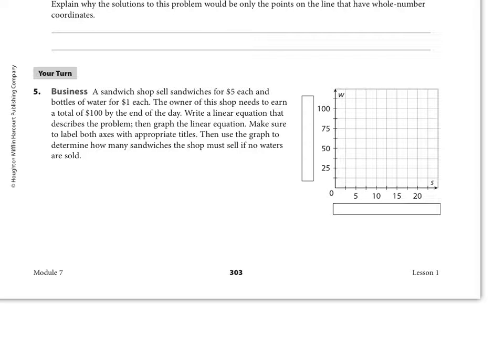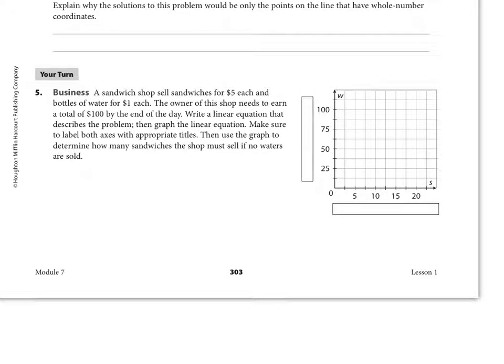This here shows a sandwich shop that sells sandwiches for $5 each and bottles of water for $1 each. The owner of this shop needs to earn a total of $100 by the end of the day. We're going to write a linear equation that describes the problem and then graph it. Make sure to label both axes, then use the graph to determine how many sandwiches the shop must sell if no waters are sold. So the first thing it tells us to do is write a linear equation that describes the problem and graph it. The last thing is to determine how many sandwiches if there's no waters.